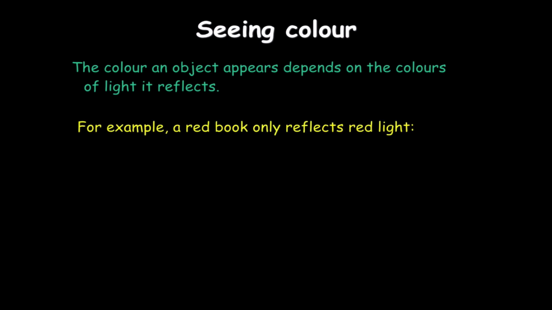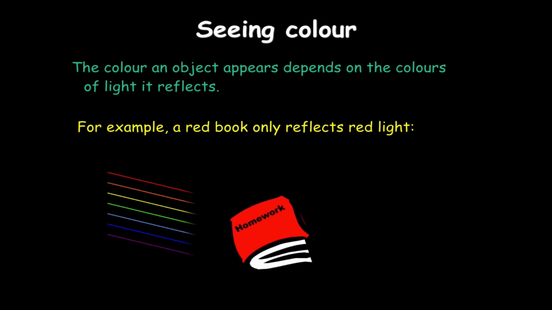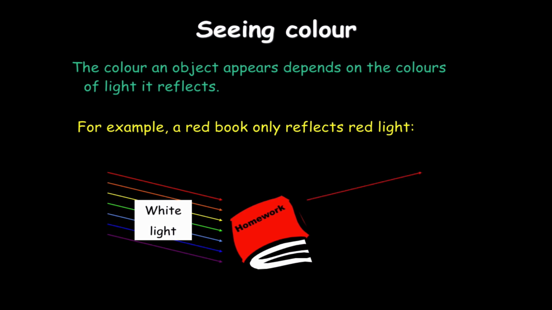Okay, so how do we see color? So why is a red book red? A red book is red because when all the light comes in, all the white light, only the red light is reflected off. The other colors are absorbed.